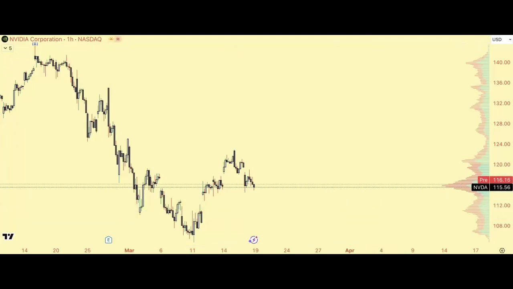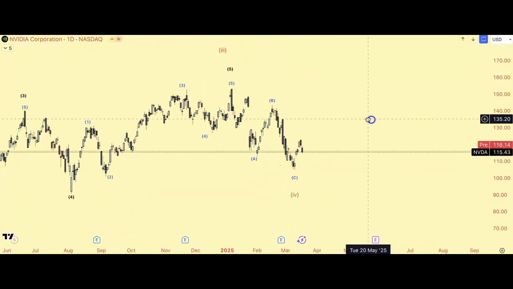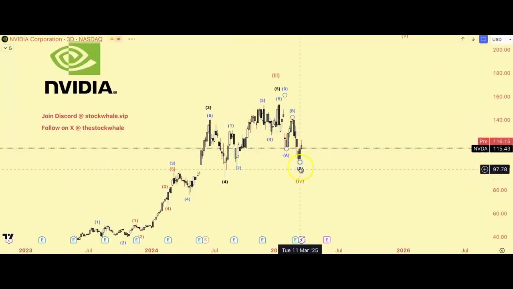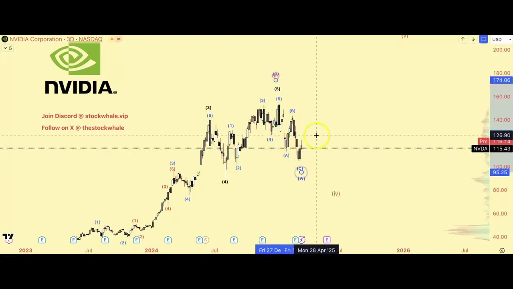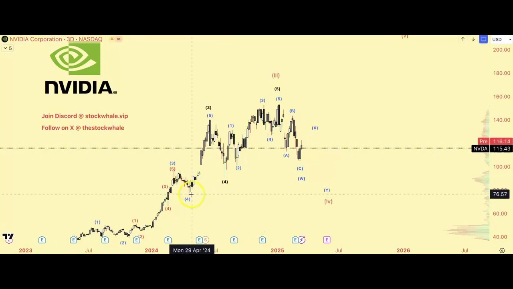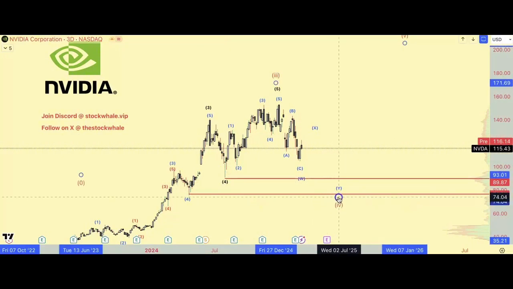Now, if you're more so in the camp where you think that it's going to go down, right? Your trade setup looks like this. So same thing. You have an ABC that came down. Now you're putting in a W, X wave, and then a Y wave coming down to finish off all of this, right? At 76 down to 89 for this fourth wave, right?